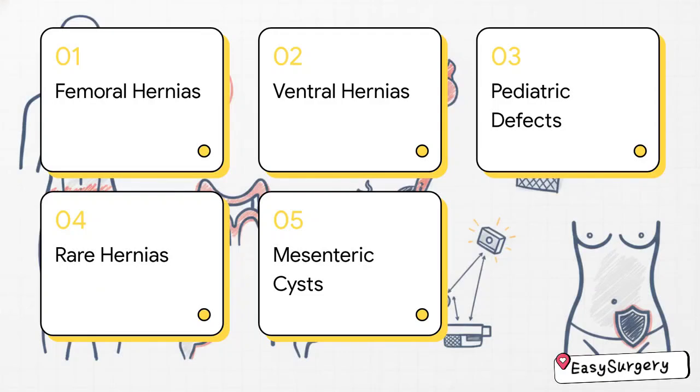Okay, let's dive into this. We are going to rapidly conquer 5 major anatomical buckets today. We'll start with femoral hernia fundamentals, move on to ventral hernia varieties, then cover pediatric and congenital defects, hunt down some rare and specialized hernias, and finally, we'll wrap up with mesenteric abnormalities.